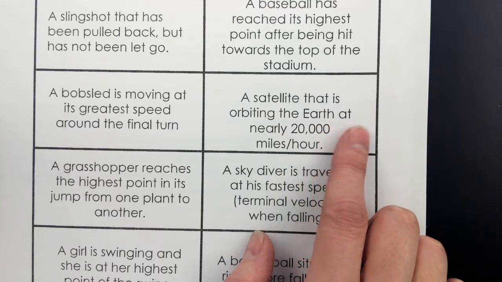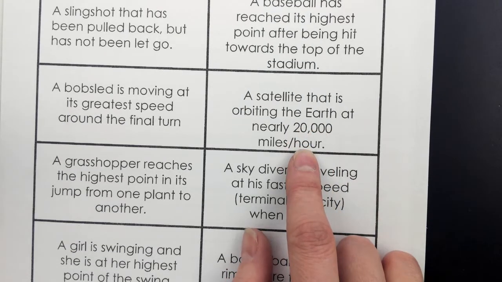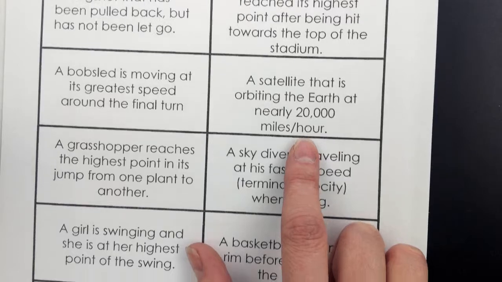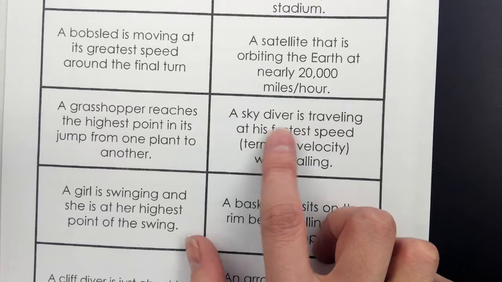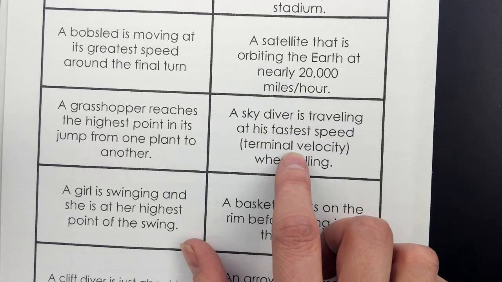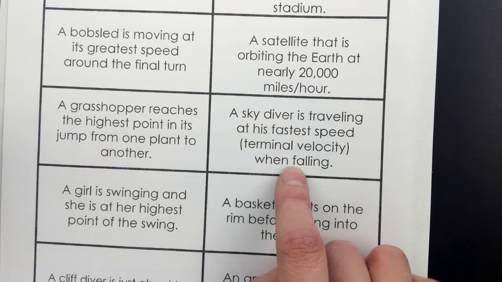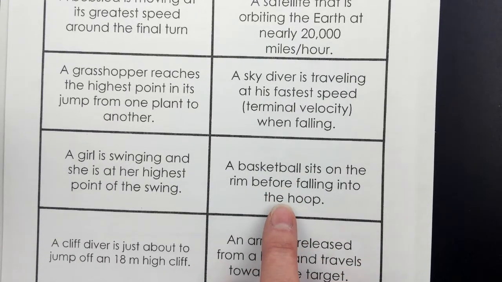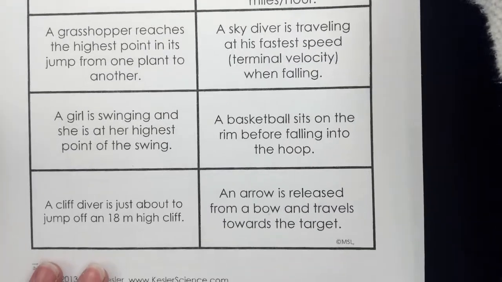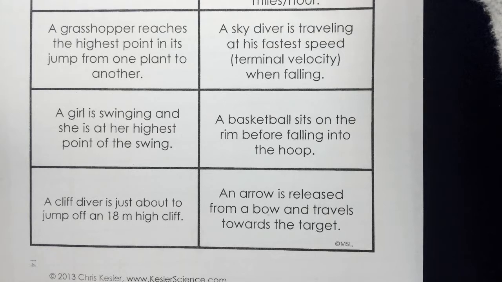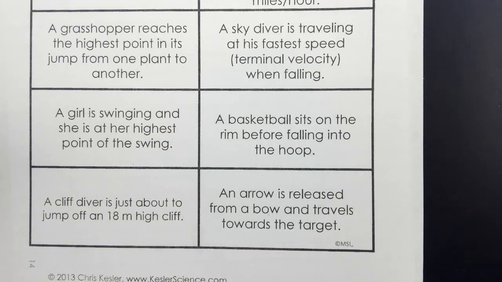A satellite that is orbiting the Earth at nearly 20,000 miles per hour. Kinetic. A skydiver is traveling at his fastest speed, which is his terminal velocity, when falling. Kinetic. A basketball sits on the rim before falling into the hoop. Potential. An arrow is released from a bow and travels toward the target. Kinetic.